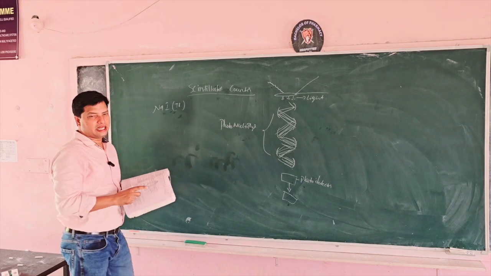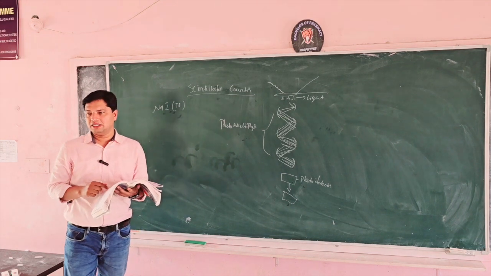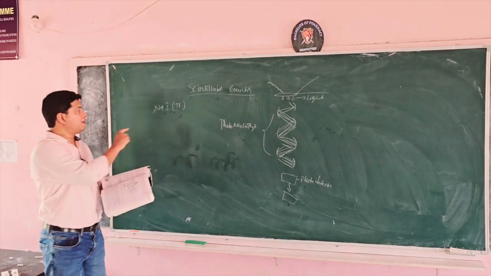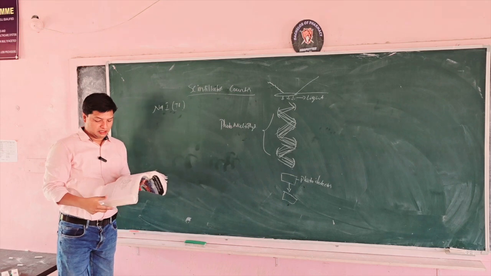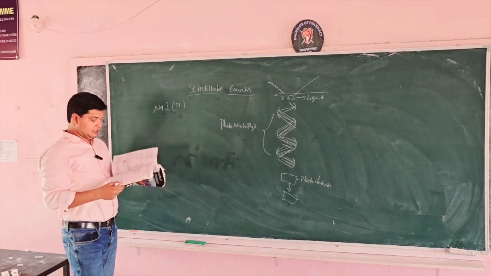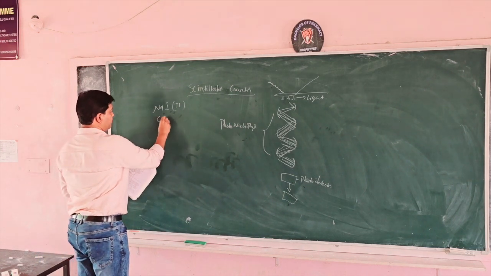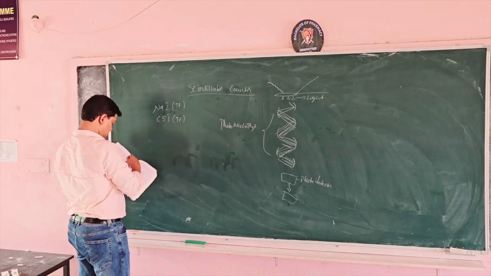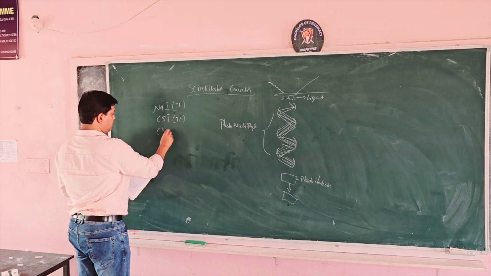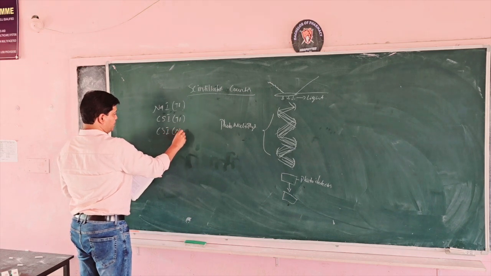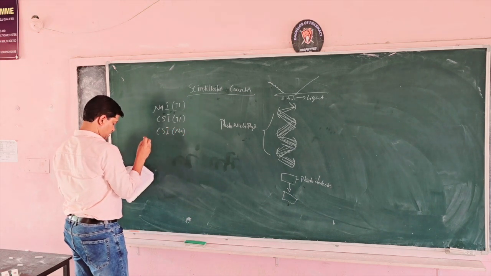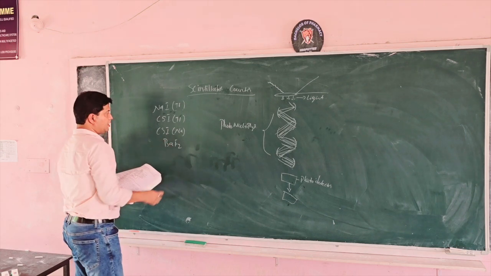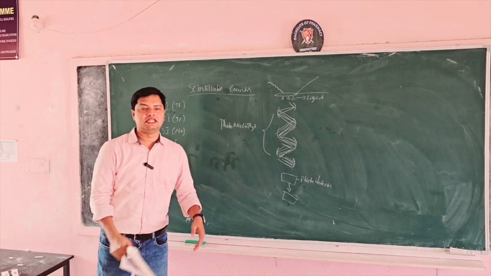I don't know what this Tl is. You find out what Tl is in the periodic table. Sodium iodide and Tl. Then cesium iodide, same. Then cesium iodide and sodium. Then BaF2. So these are the inorganic scintillators.